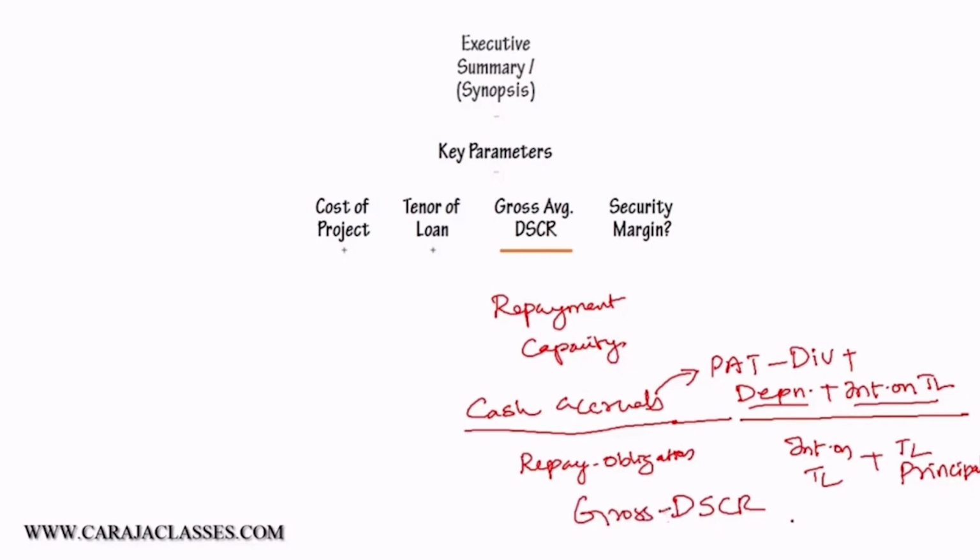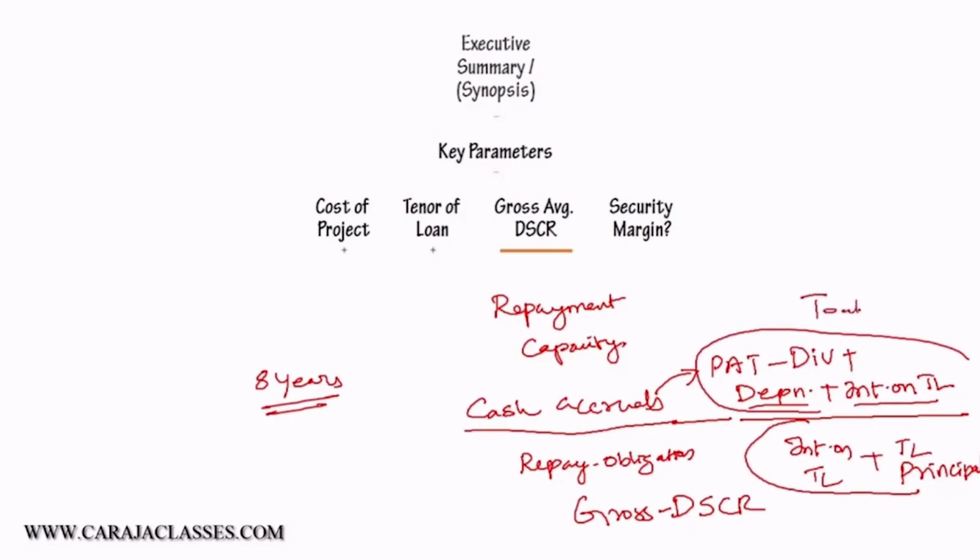It will be calculated for each and every year, and let's say the loan tenor is 8 years. Then you will take the numerator for all the 8 years, and also the denominator for all the 8 years. So the total of the 8 years' numerator and the total of the 8 years' denominator, you will arrive at a DSCR, and that DSCR is what we are going to call the gross average DSCR. Each and every bank will have a certain level. In general, gross average DSCR is expected at around 1.75.